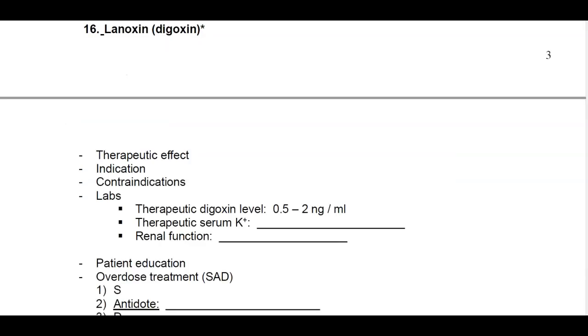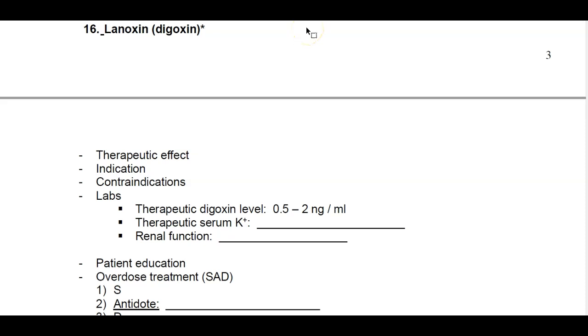We also use lanoxin or digoxin in CHF. This is the oldest group of cardiac drugs, but it is no longer used as a first-line drug. Back in the day, this used to be the first-line drug for CHF or heart failure. This specific drug, digoxin, is from a pharm class called cardiac glycoside. So how does this medication work? It works by increasing the vagal tone or activity of the vagus nerve, which enhances or strengthens myocardial contractility. This specific medication can be given orally, PO, or IV.